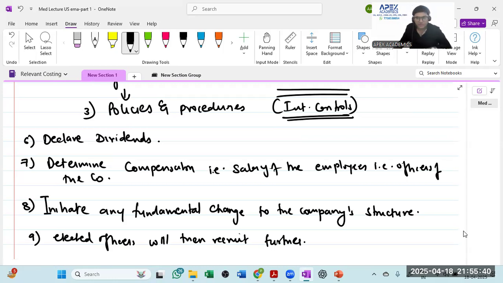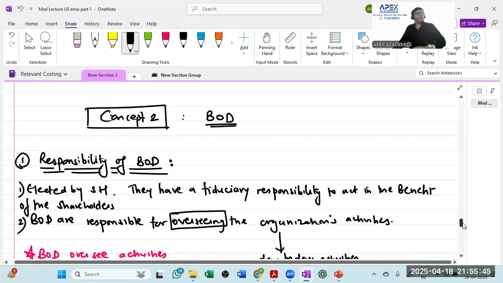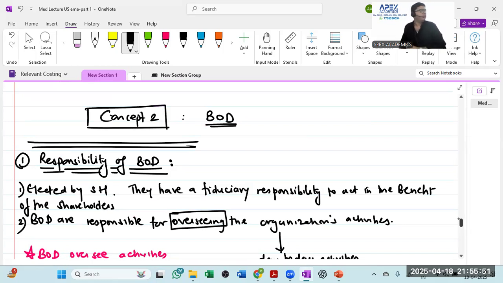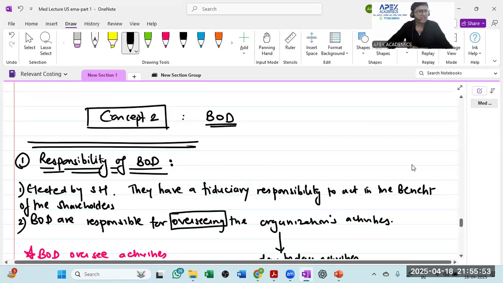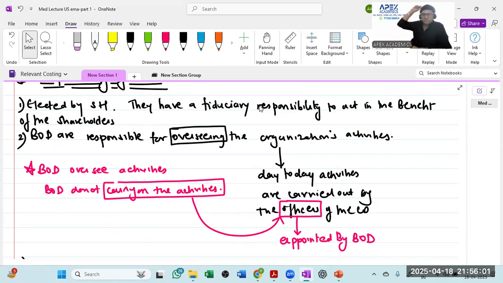What was this first big point that we wrote? It was the responsibility of the board of directors. Concept number 1, responsibility of board of directors. Quickly summarize: board of directors are elected by shareholders. They have a fiduciary responsibility to act in the benefit of the shareholders. They are responsible for overseeing the organization's activities. Day-to-day activities are carried out by the officers of the company, who are appointed by the board of directors.